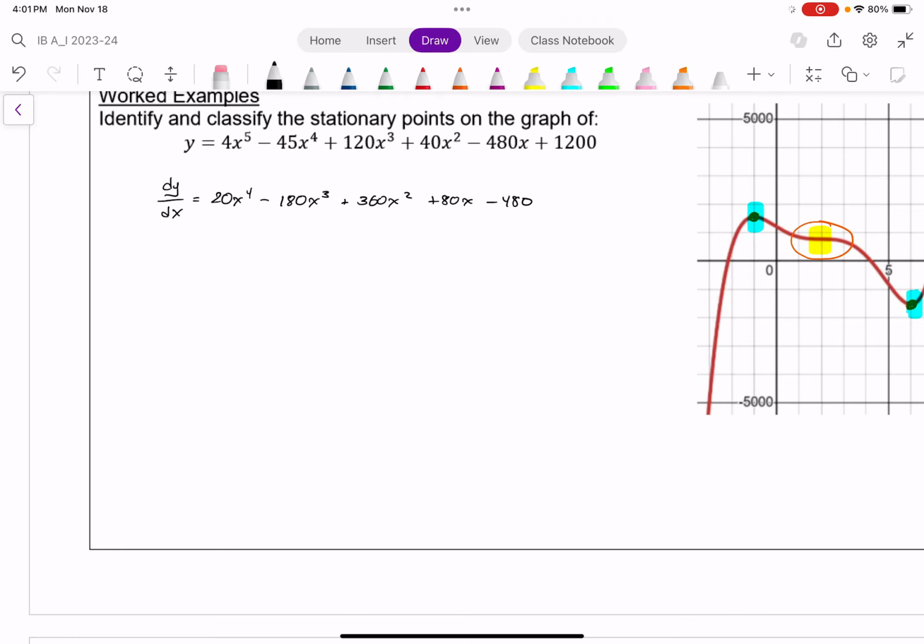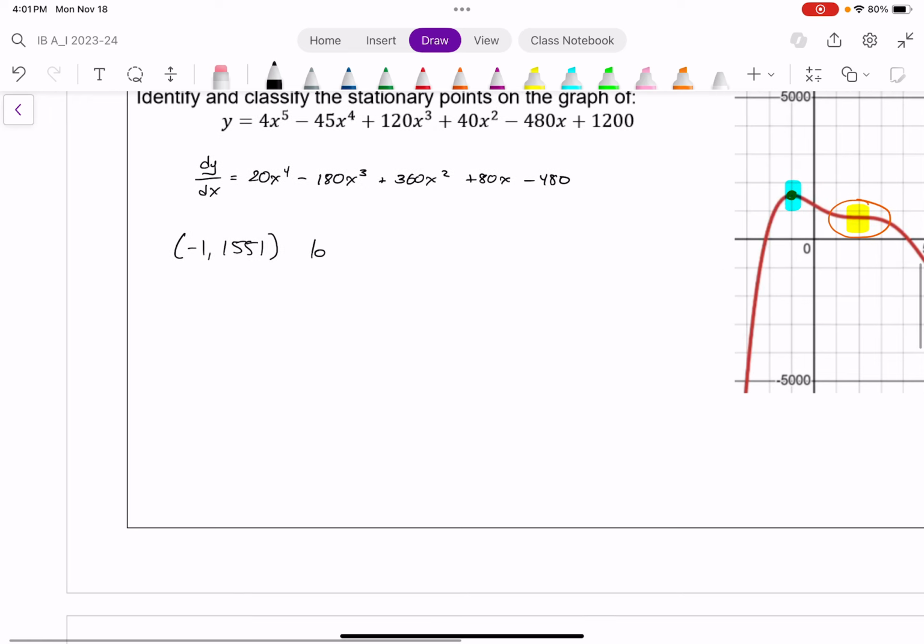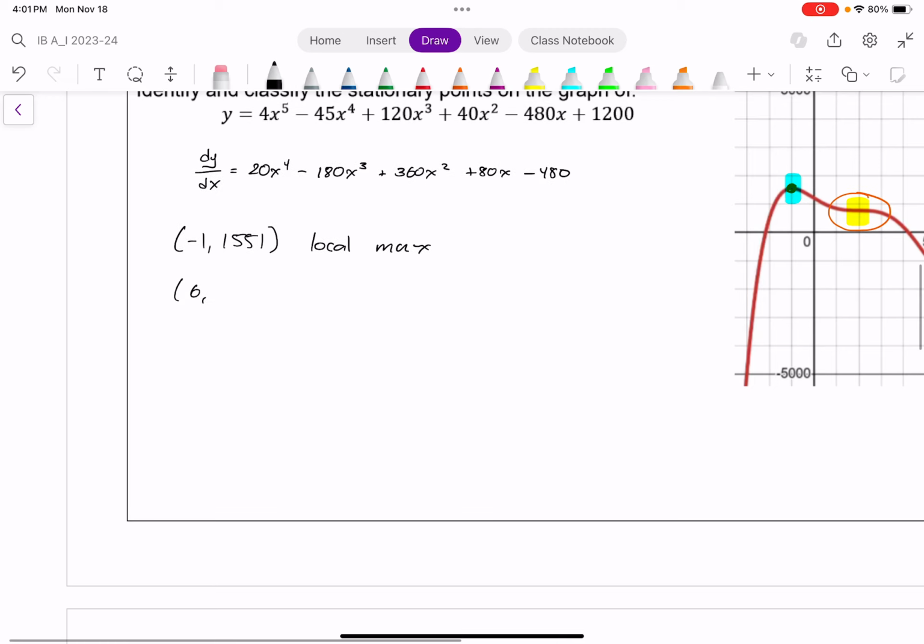And so I don't need the derivative for that, although I will connect it to a derivative. So I know at negative 1, 1,501, there's a local max. And at 6 and negative 1,536, there's a local min.